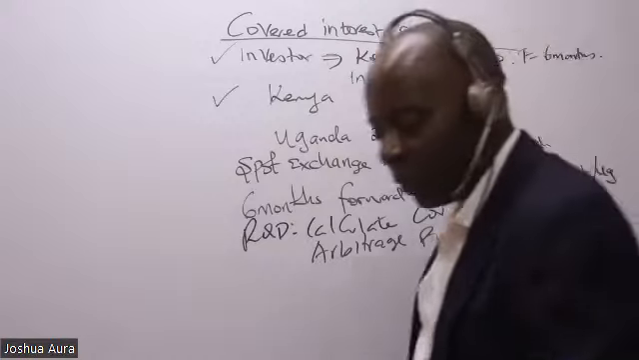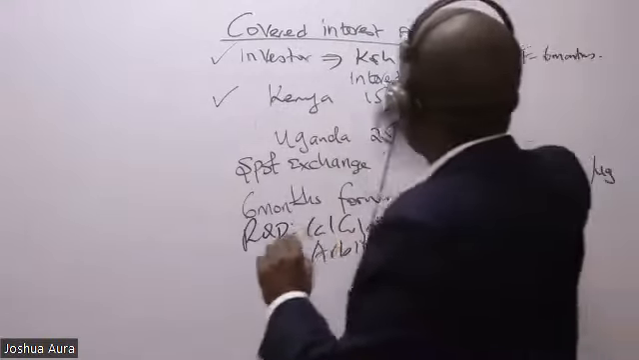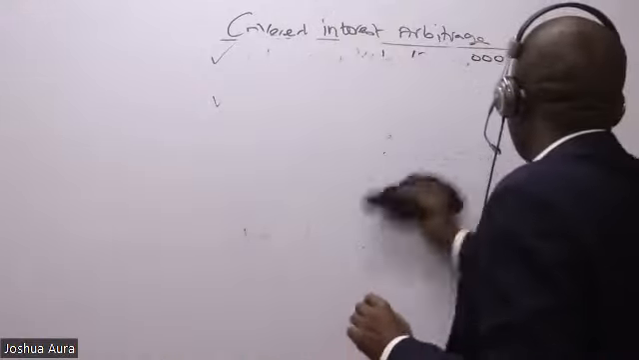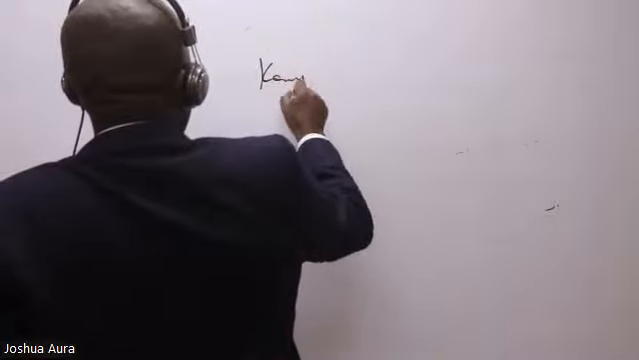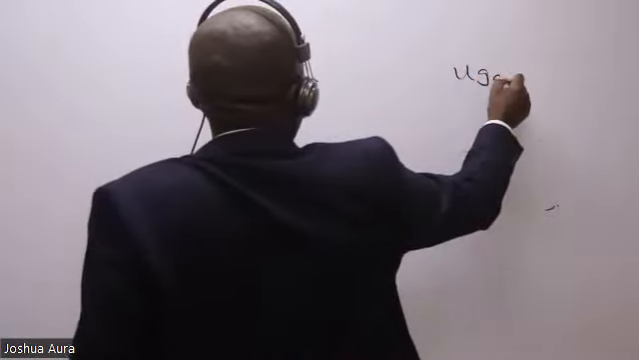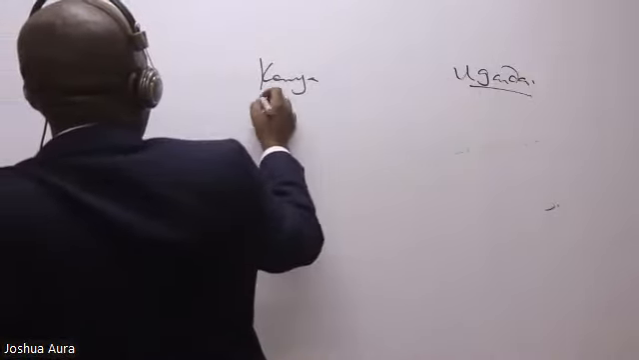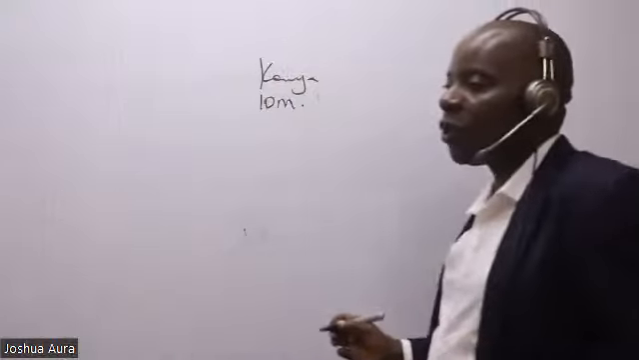So this is what I will do. I hope I've crammed this very well. I'll compare my two countries here, Kenya versus Uganda. This investor is in Kenya. He has 10 million Kenya shillings, so he has two options.